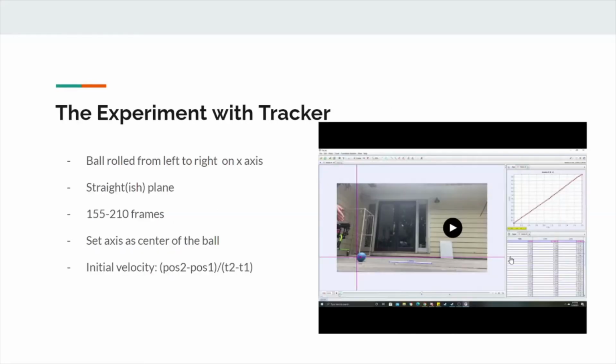After filming the video and uploading it into Tracker, I edited the frames to start at 155 so the ball would already be in motion without the initial acceleration, and ended at 210 when the ball went off the screen. Let's watch my video now.